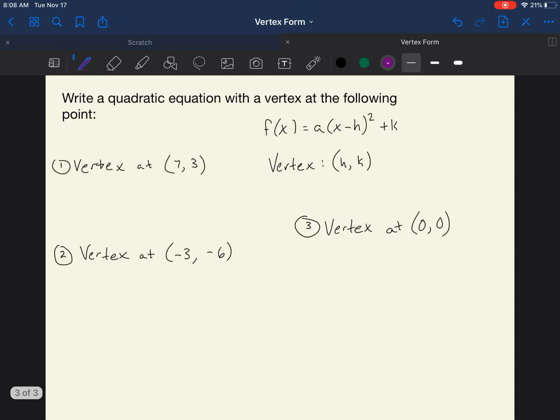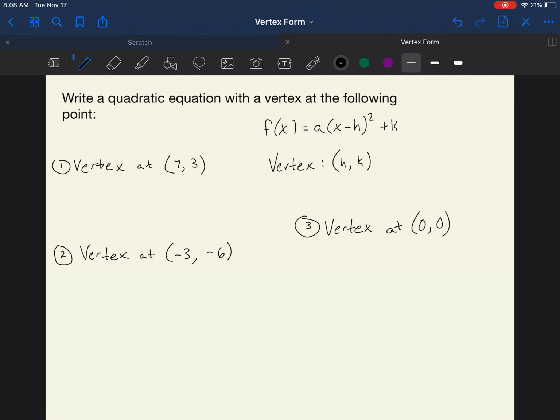Now let's work the other way. Write a quadratic equation with a vertex at the following point. So for number 1, we have a vertex at 7, 3. Now, something important to point out, we have not mentioned an a yet. In this case, I want you to assume a is going to be 1. You'll get more of that in Algebra 2 and when we do transformations, but for now, don't worry about the a. Just worry about identifying your vertex.